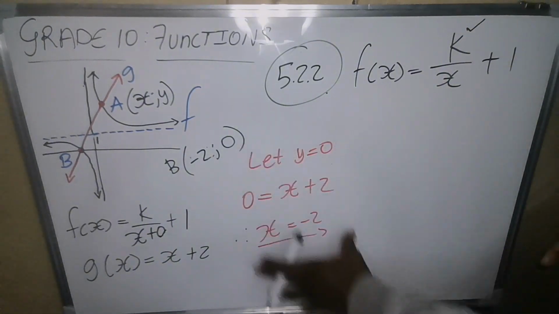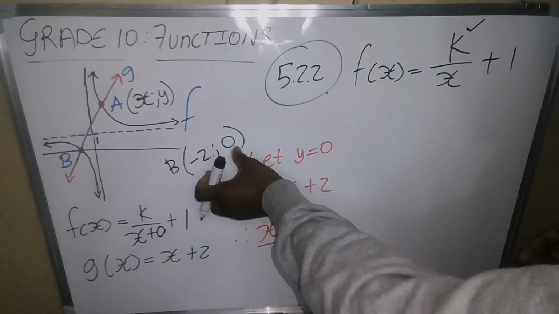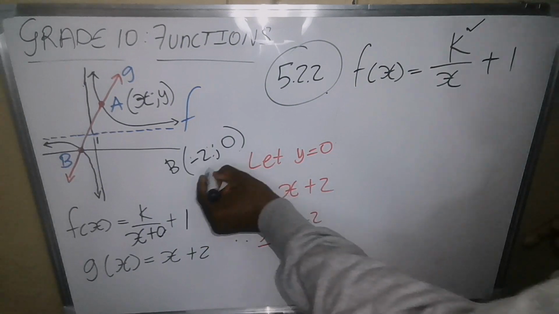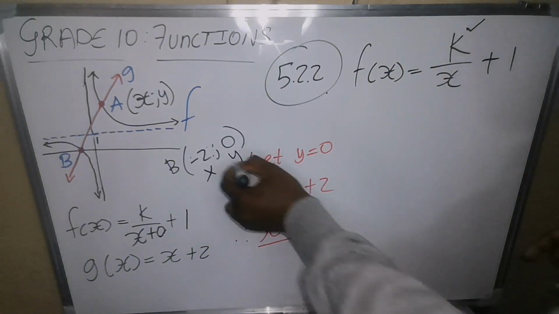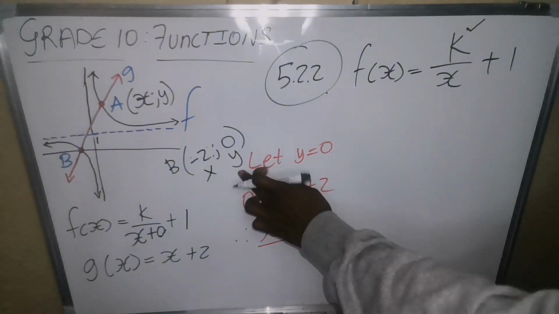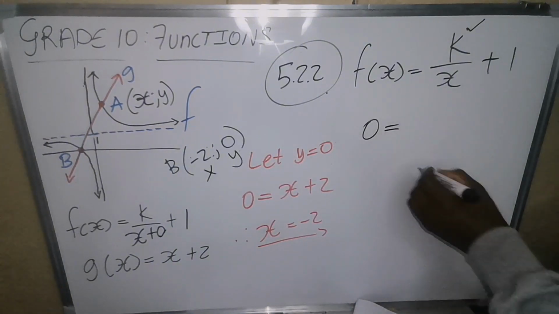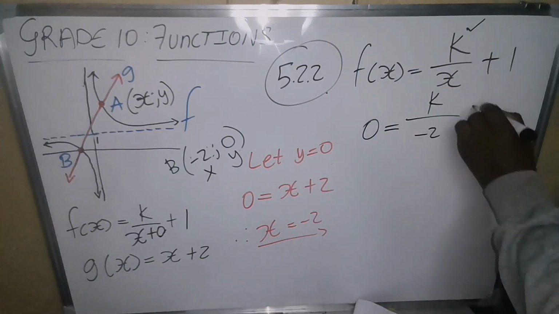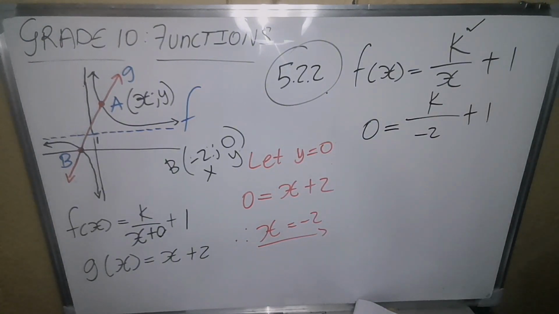Now I'm going to use these coordinates of B. Remember, this is part of the solution, by the way. I'm going to use the coordinates of B and plug them in here to find k. Where I see x, I put in negative 2. Where I see y, I put in 0. That's how you're going to find k. So for y I put 0 on my left, and k over x, I put negative 2, plus 1. Then solve for k.